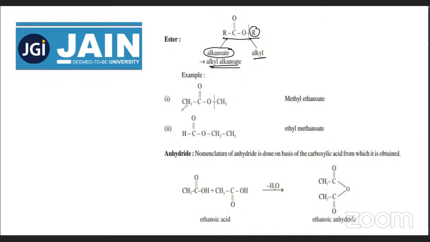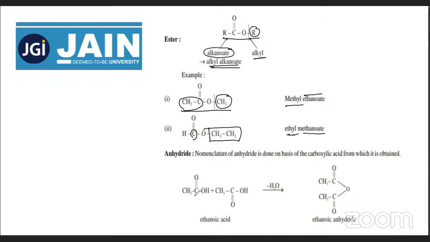The example: CH3 C double bond O, O CH3. After the O, whatever is there will go as alkyl, so it goes as methyl, and this 2 carbon part will go as ethanoate, because 2 carbon is ethane, and the ester ends with oate. Here also, you see after the O, this is there, it goes as ethyl. This is 1 carbon, so methanoate.